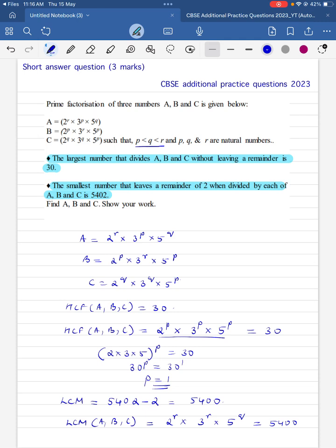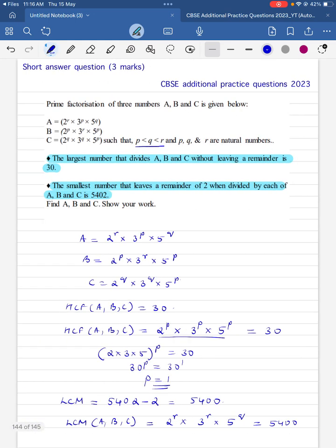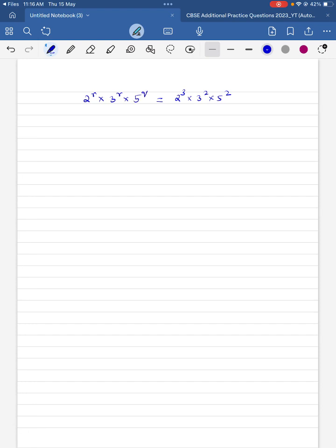Now when we prime factorize 5400, we know it is equal to 2 cubed times 3 squared times 5 squared. Hmm, and also that was equal to 2 to the power of R times 3 to the power of R times 5 to the power of Q. Let me group the 2 and the 3 together and write it like this, times 5 to the power of Q, is equal to 2 to the power of 3 times 3 to the power of 2 times 5 squared. So the value of R is going to be 3 and the value of Q is going to be 2.